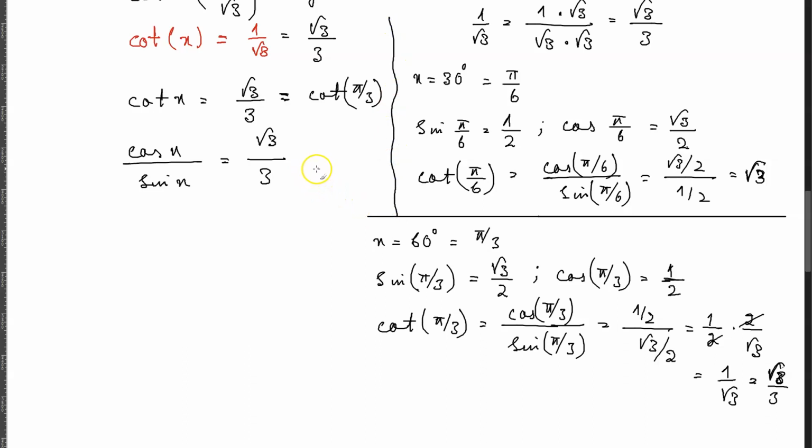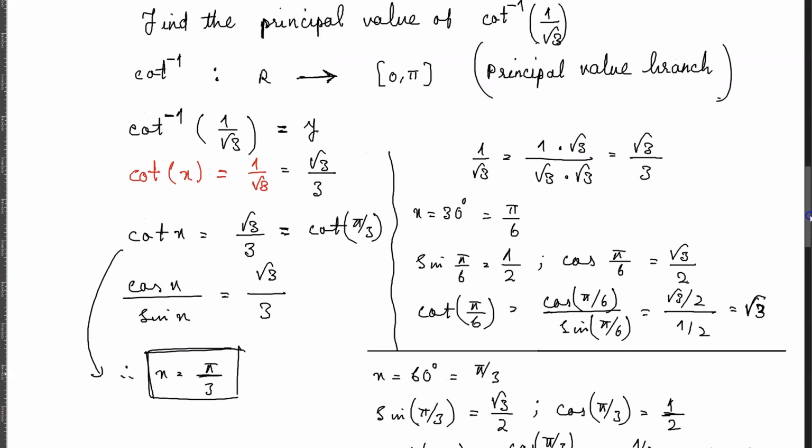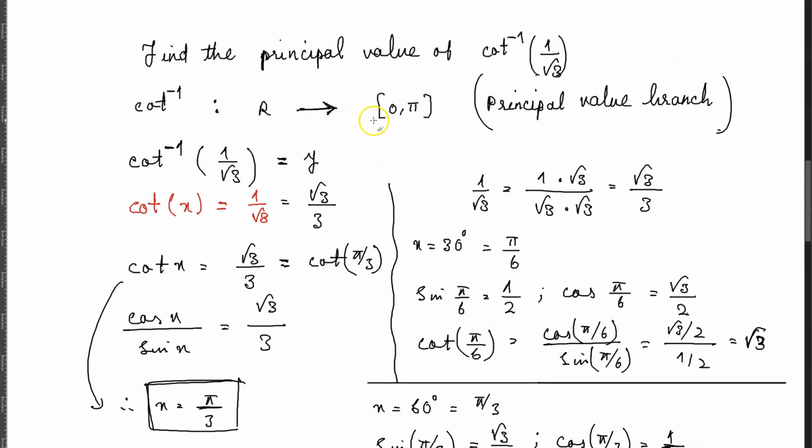The cot of pi by 3. And therefore, based on this, you can say that basically x is equal to pi by 3. But of course, you need to check whether the inputs and outputs are within the allowed ranges of our domain and range.